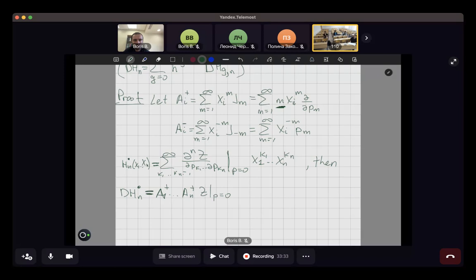Чему равно нулевое определение? Нулю. Просто а плюс а минус. Это произведение аитер с плюсом плюс аитер с минусом. Совершенно верно, да.